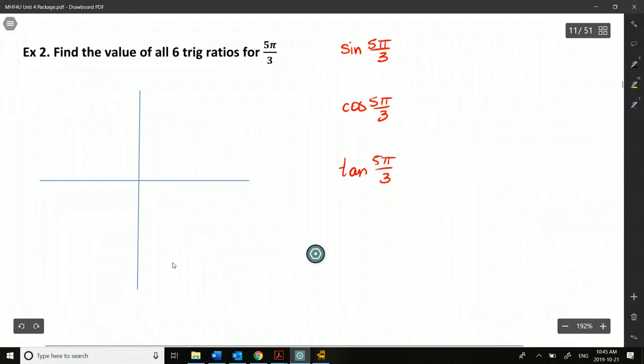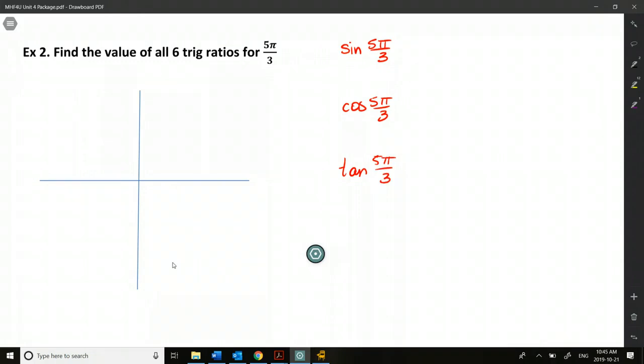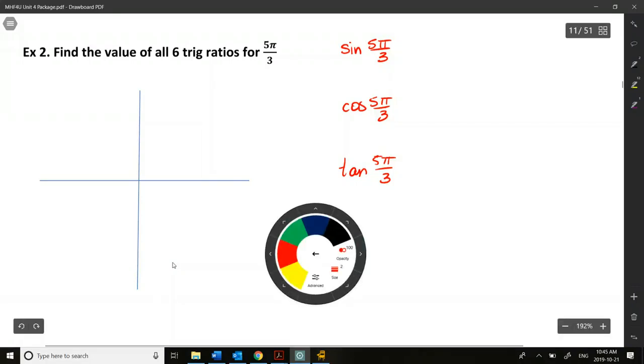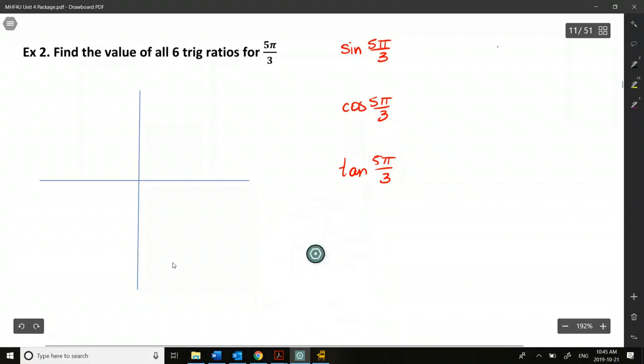Okay, so same process as before. You're going to plot your angle, make your special triangle, and then you're just working with opposite, adjacent, and hypotenuse and the CAST rule to decide on what these ratios are equal to. Okay, so I'm going to give you guys a couple minutes to try this out, see what you can do with it.